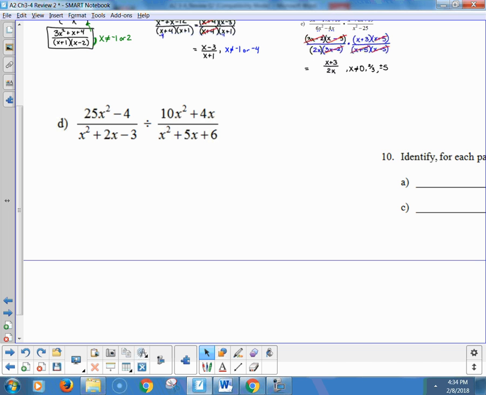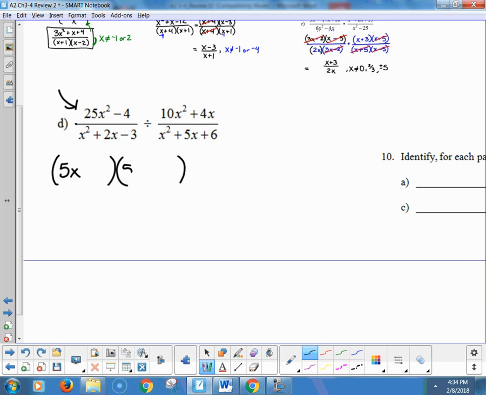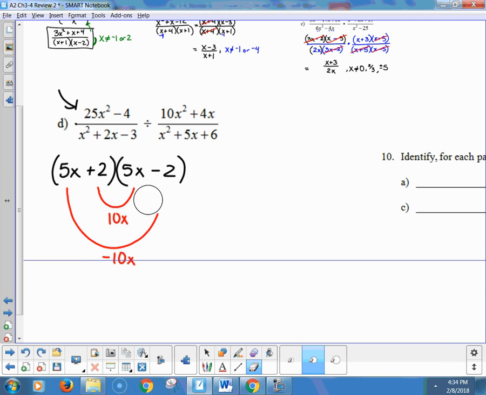Again, it's another division problem, so let's just factor like crazy. The top of this thing does factor. It's a factoring pattern that I'm hoping we're getting good at recognizing. If you think about 25x squared, that probably came from 5x and 5x, and negative 4 came from positive 2 and negative 2. And when you take a look at what your middle values would be, you'd get a positive 10x and a negative 10x, and they'd cancel each other out. So, yay us.